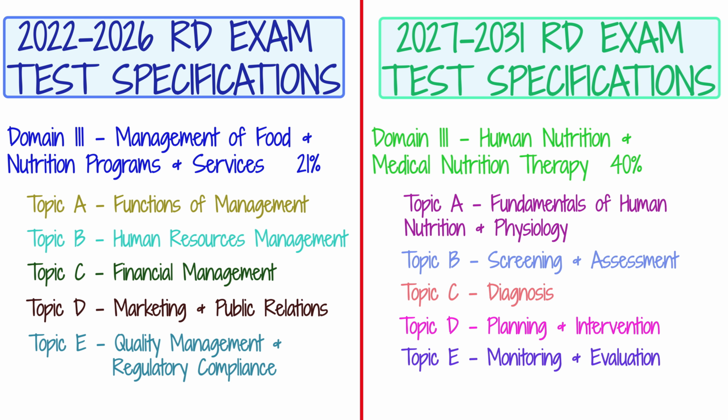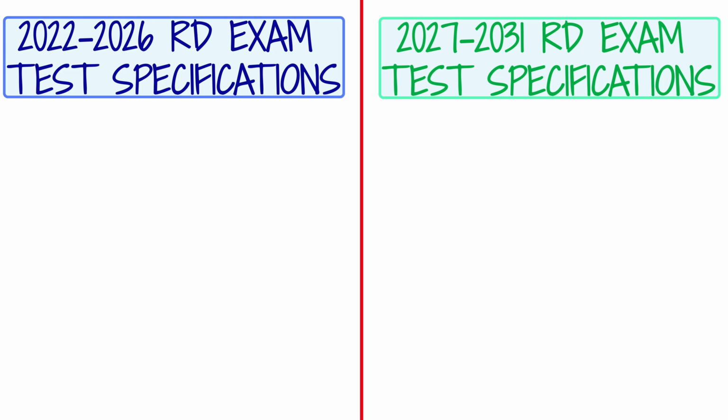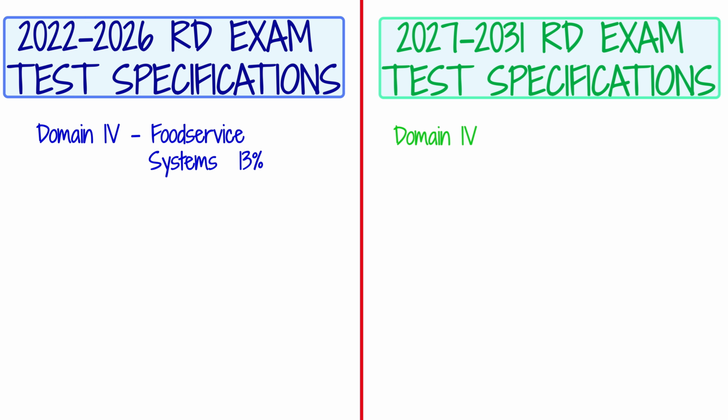Now let's move on to Domain 4. So Domain 4 also changes, but in a more subtle way compared to Domains 2 and 3. Right now, it's called Food Service Systems and it makes up 13% of the exam. But in the new version, it's renamed Food Science and Food Systems and gets a small bump up to 15%. Now, that title change is important because it tells you exactly where food science ended up. Instead of being mixed into Domain 1, food science is now anchored here in Domain 4.